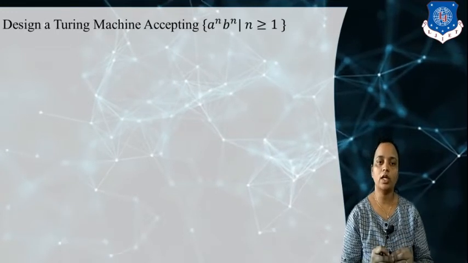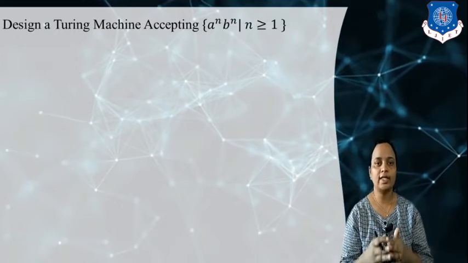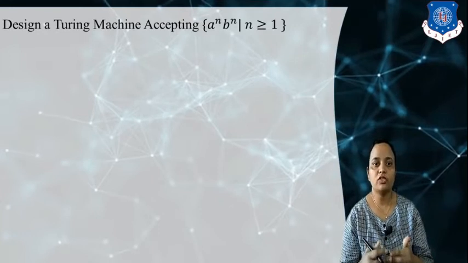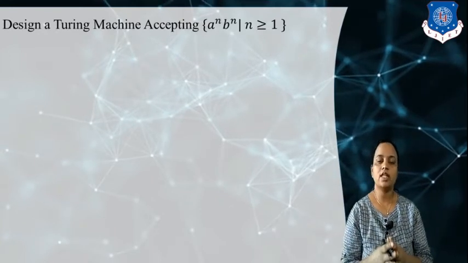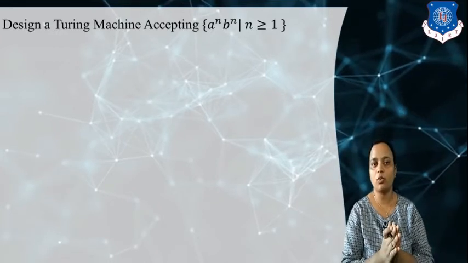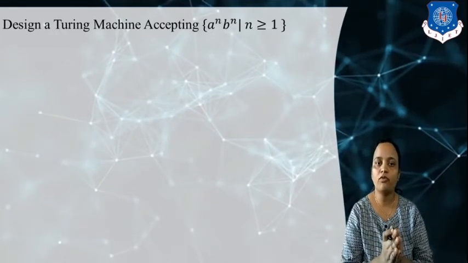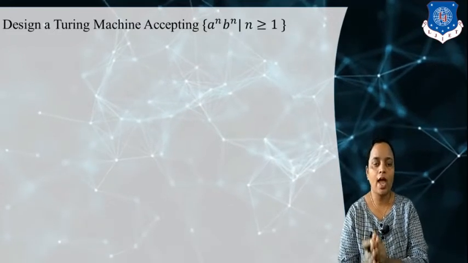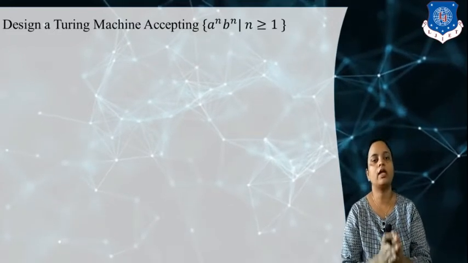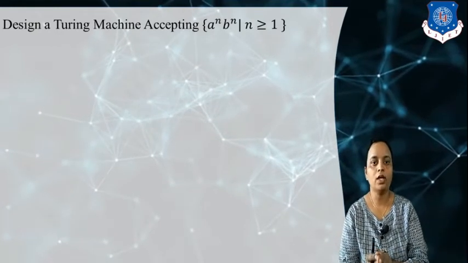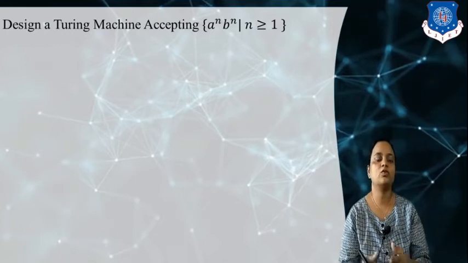So here we have to design a Turing machine which accepts strings that contain the same number of a's and b's. So we can say that the number of a is equivalent to the number of b, and first a should appear and all b should appear after a. In this type of string we need to accept it.